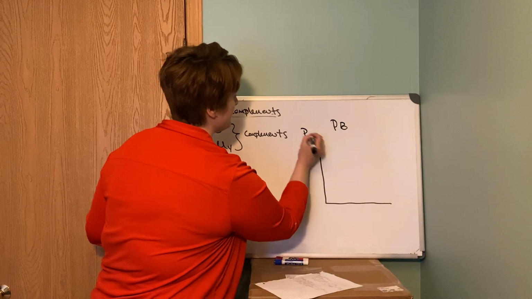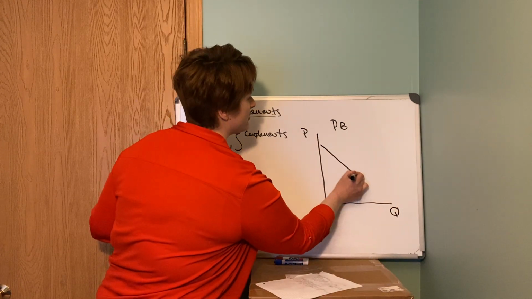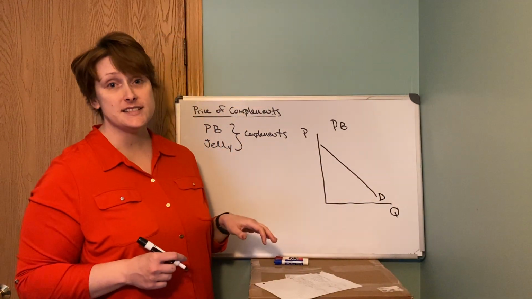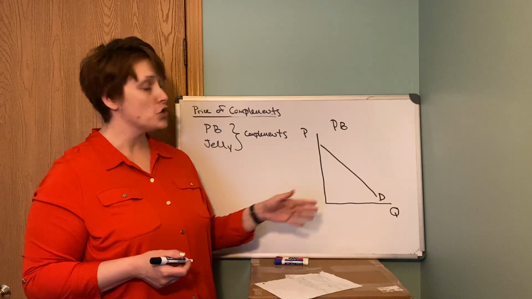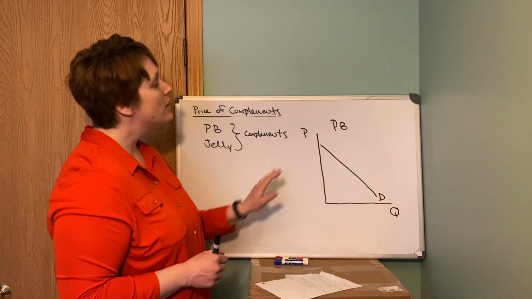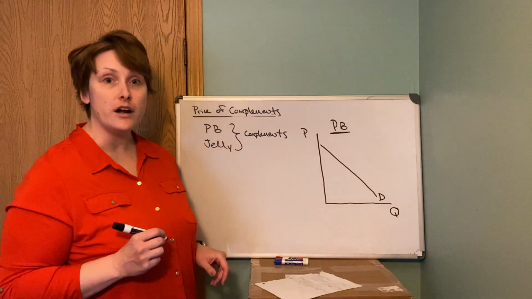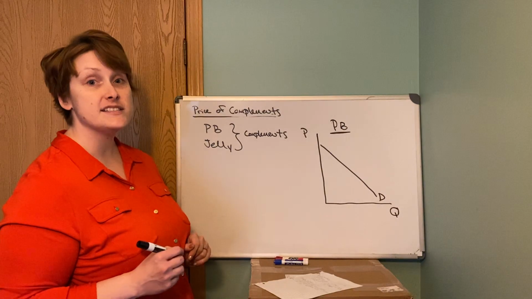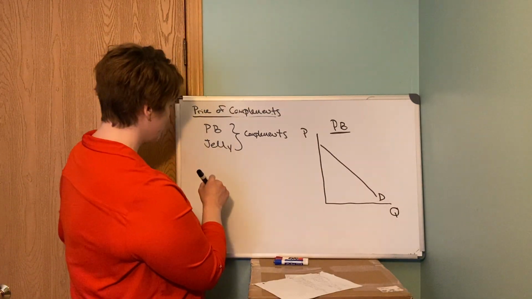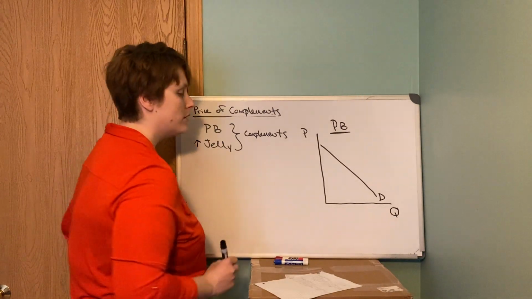Again, price goes on the vertical, quantity goes on the horizontal. Demand curve is downward sloping because the law of demand states that as prices increase, quantity demanded decreases. And let's look at what happens to this market for peanut butter if we change the price of its complement. So let's say that the price of jelly goes up.